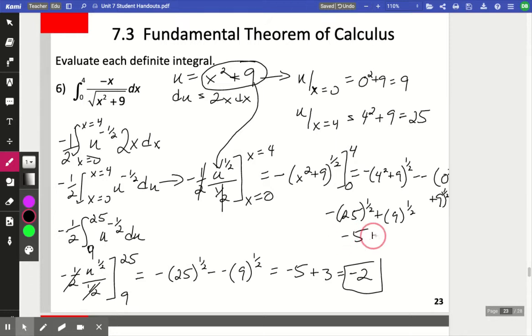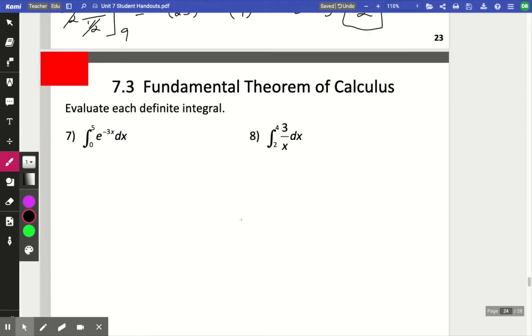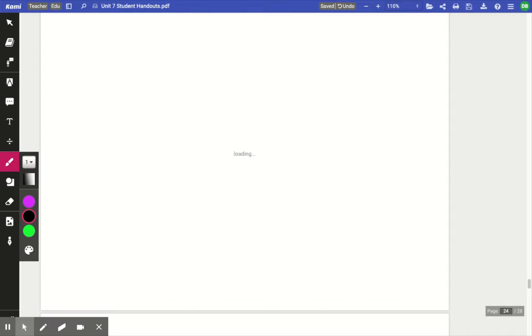Negative 5 plus 3, of course, gives me the negative 2, right? So it's just two different methods of getting the same thing. All right, so that is slide 23. All right, so let's take a look at slide 24, a little bit easier now.